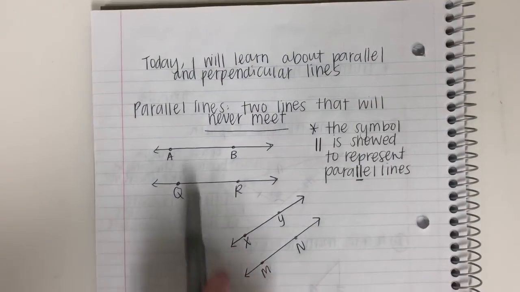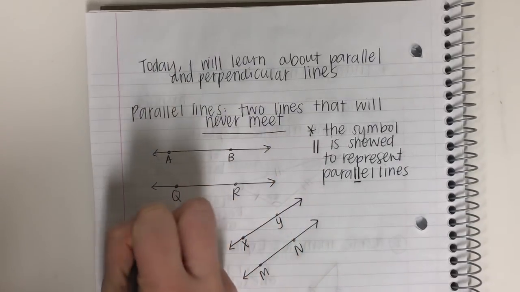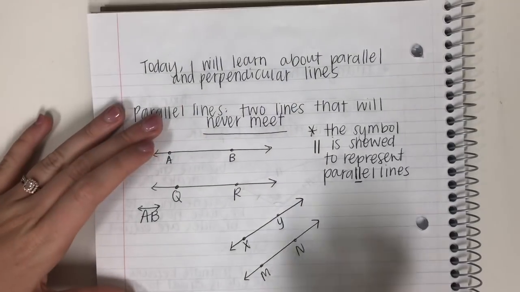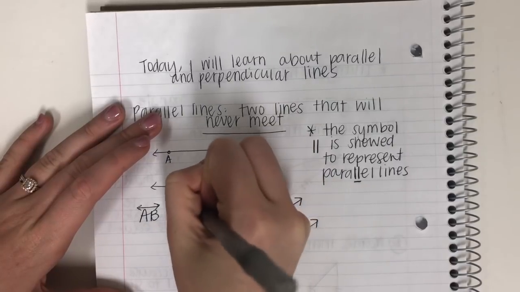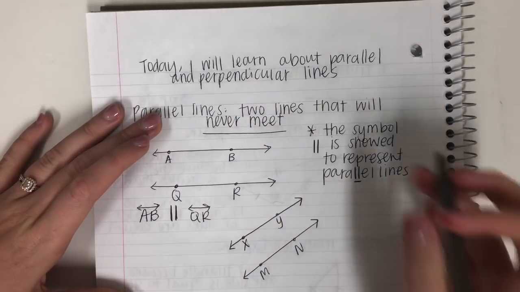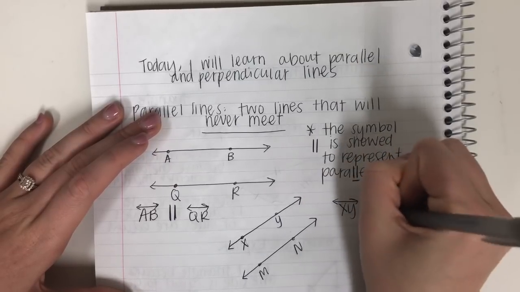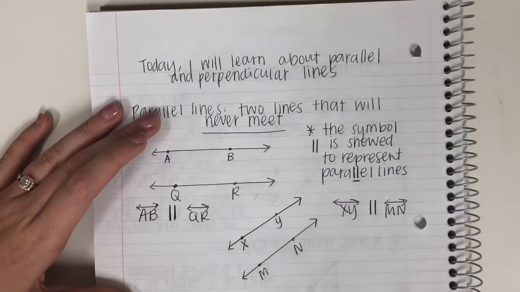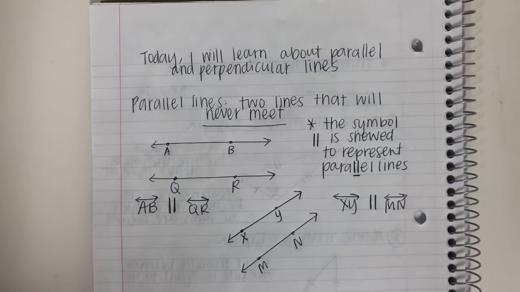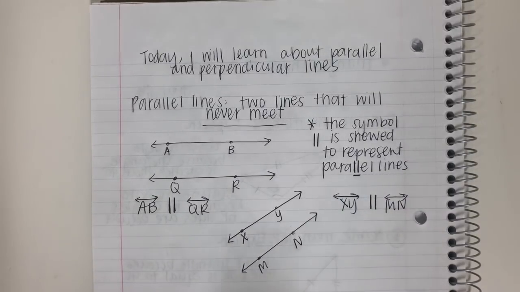So how we would write this one is we would say AB with my line on top is parallel to line QR. And how I'd write this one is the same thing. Line XY is parallel to line MN. Okay, so that's parallel, two lines that will never meet. Think of the double L in the word parallel, and in the word parallel there are two lines that never meet. So that's how I remember that one.